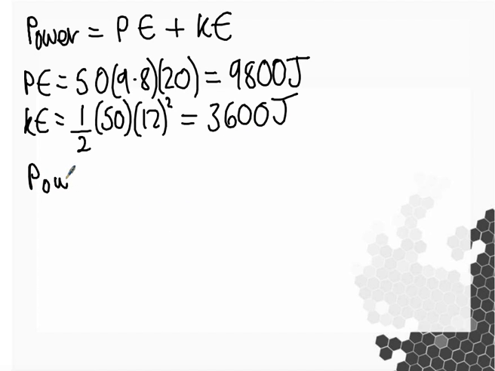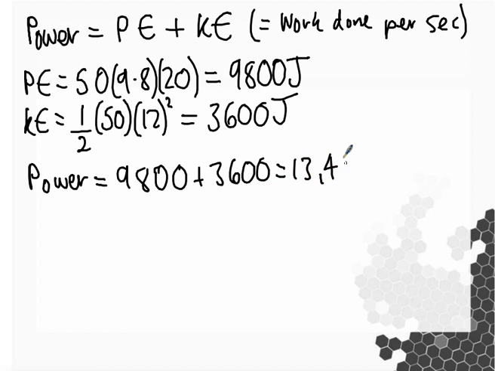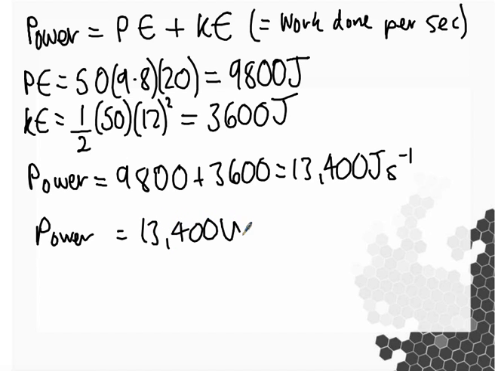So in that case, the power, and remember that this is work done per second, is going to be the sum of this, so 9,800 plus 3,600, which is 13,400 joules per second. So the power equals 13,400 watts, or we could write this as kilowatts, 13.4 kilowatts.